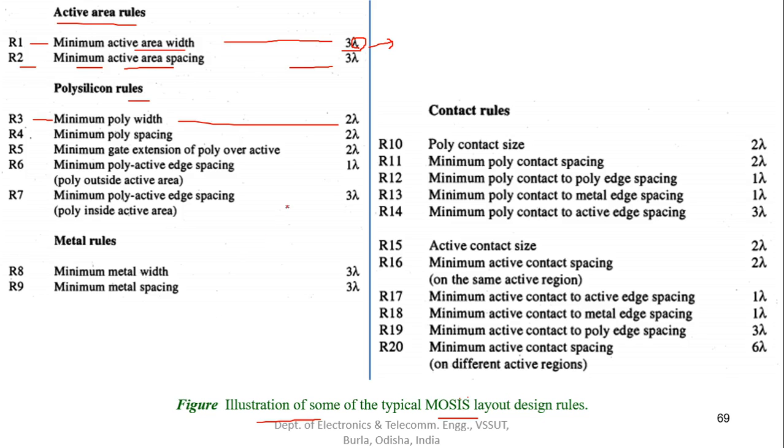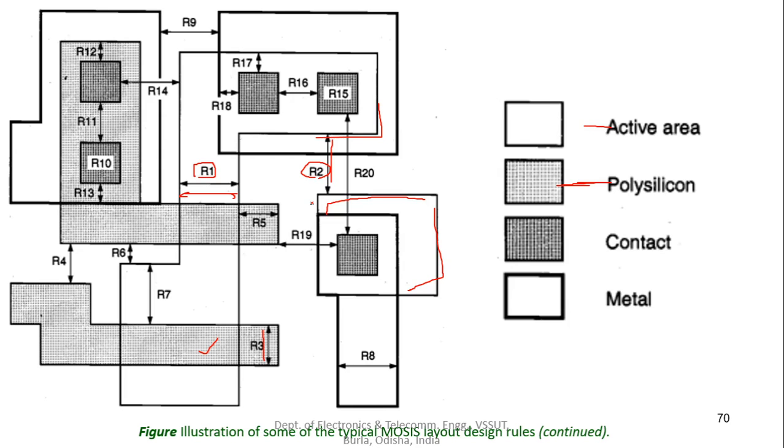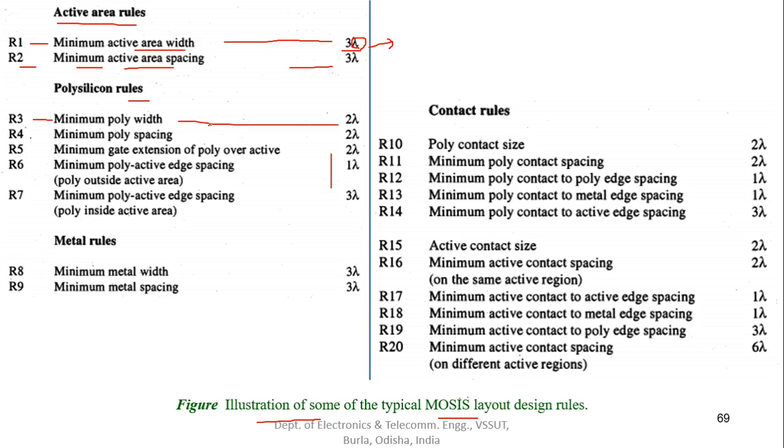Similarly you can relate all of these parameters with this diagram, and every other dimension is described with some label. We have R1, R2, R3 up to R13, then 15, 16, 18. So there may be many dimensions: the dimensions in terms of the width and length of a particular region, or the spacing between two different types of regions, these kinds of things. We have some metal rules also.